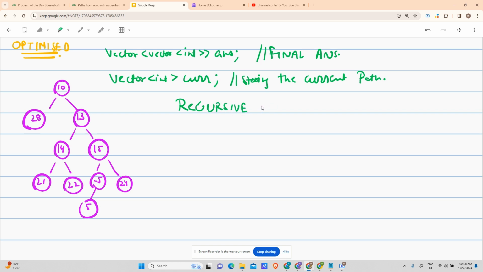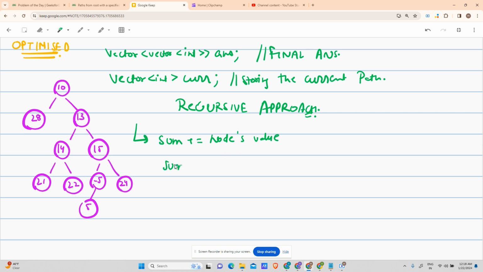Recursion. Whenever you are dealing with a question of binary tree or graph, most probably you have to use the recursive approach. So that was a tip from my side for all of you. What I will do is my algorithm would work something like this. First, I would add to sum, that is sum plus equals the current node's value.